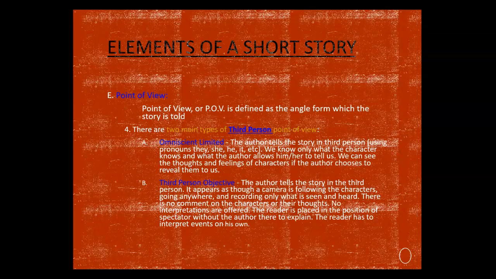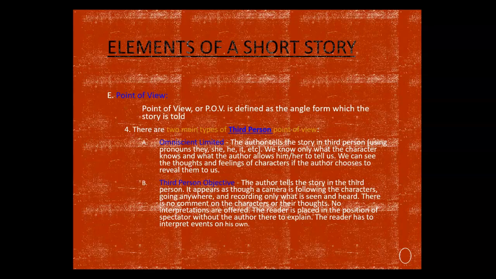Then there is third person point of view, and there are two types of third person point of view. There's third person limited. The author tells a story in third person using pronouns they, she, he, it, etc. We know only what the character knows, what the author allows him or her to tell us. We can see the thoughts and feelings of the character if the author chooses to reveal them to us, even if they're not stated out loud. But that's all we get.